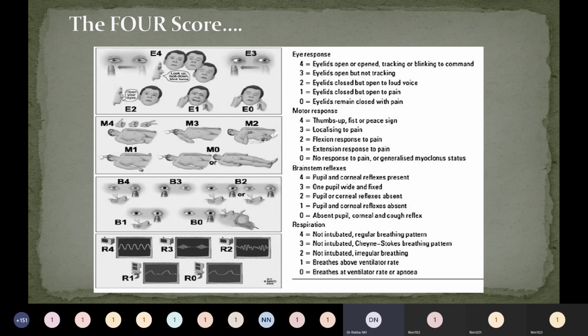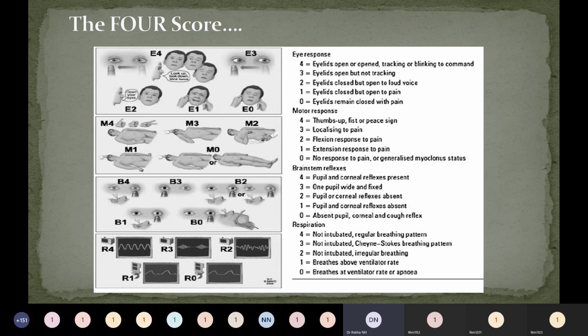Then the changes mainly in the brainstem reflexes and the respiratory pattern. Brainstem reflexes concern the pupils. If pupillary and corneal reflexes are present, it is a score of 4. If one pupil is wide, that is an asymmetry of the pupil, so it is 3. A 2 is when both reflexes are absent, and 0 is when the cough reflex is also absent. So all the brainstem reflexes absent means it is a 0.